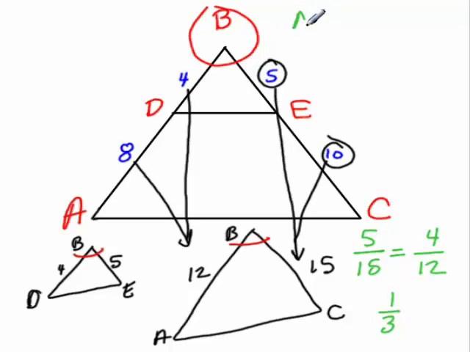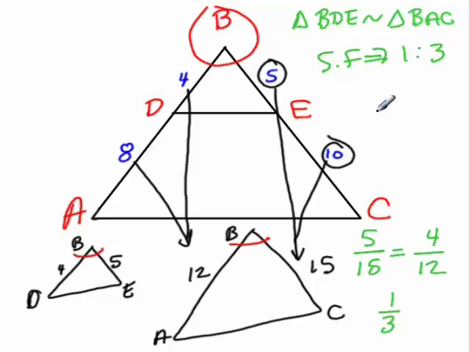Our similarity statement, triangle BDE would be similar to triangle BAC. Our scale factor would be 1 to 3, and remember our justification, side angle side similarity, all the same.